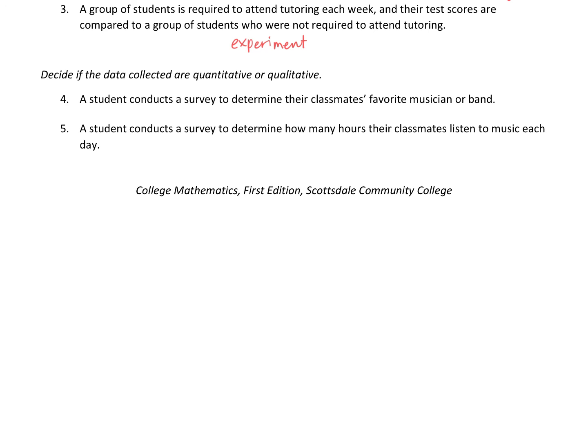For numbers 4 and 5, we want to decide if the data collected are quantitative or qualitative. A student conducts a survey to determine their classmates' favorite musician or band. So this will be qualitative because it's not numerical in nature. Number 5, a student conducts a survey to determine how many hours their classmates listen to music each day. So the number of hours they listen to music is numerical, so it's quantitative.